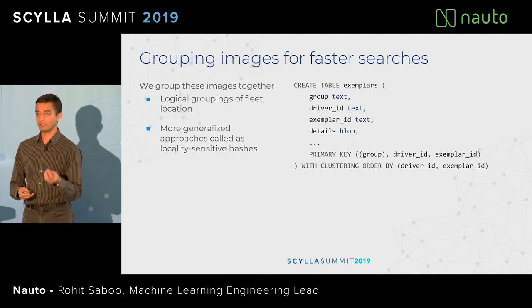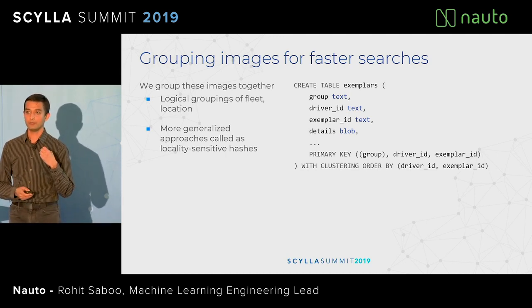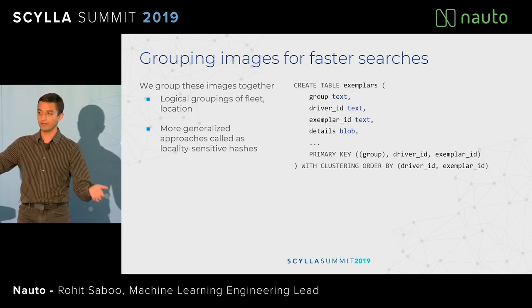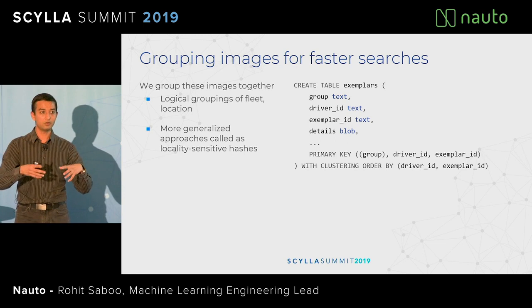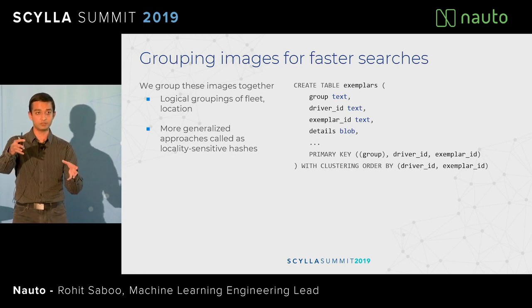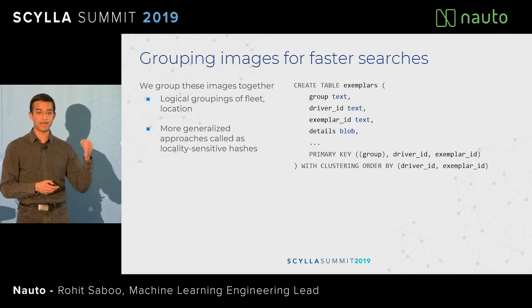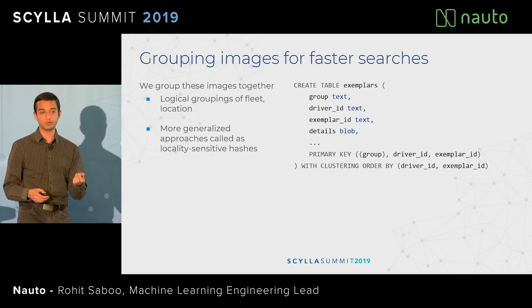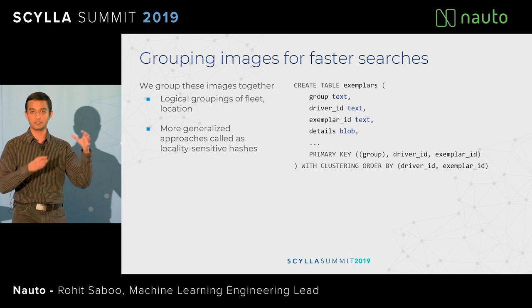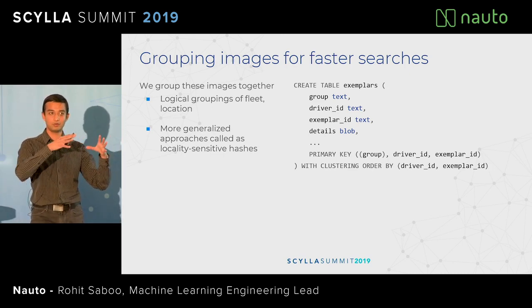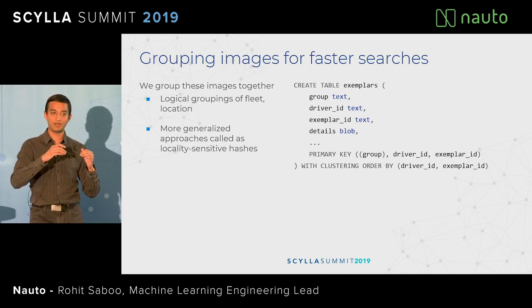A group can be thought of as a logical grouping. In our case, we don't need to match across different fleets, so a fleet is a good grouping. You don't need to match across different georegions, so a georegion could be a good grouping. You could have a more principled approach, which is called locality-sensitive hashing, which converts that vector into a hash.